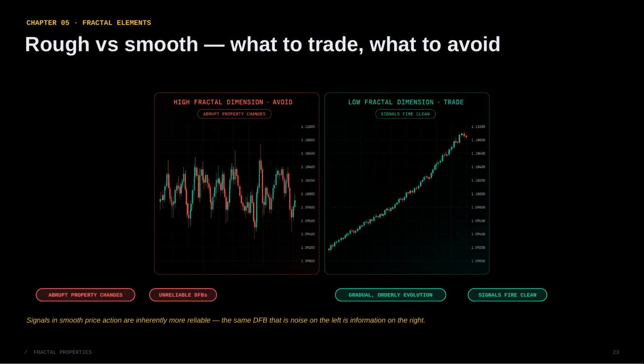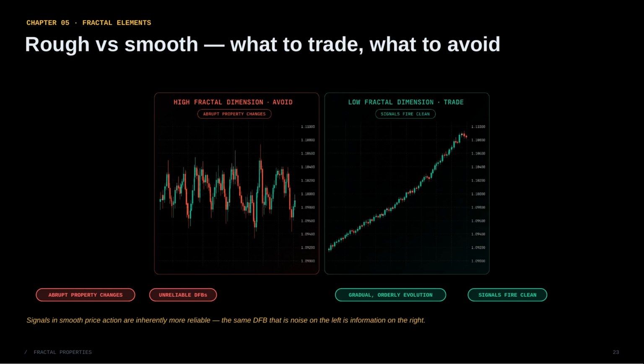Side by side, the difference is unmistakable. On the left, high fractal dimension. Volatile, sideways, intrinsic properties lurching candle to candle, connect its highs and lows, and the shape resembles a surface. Dynamic frequency breakouts fire constantly here, and they're one worse than the other.